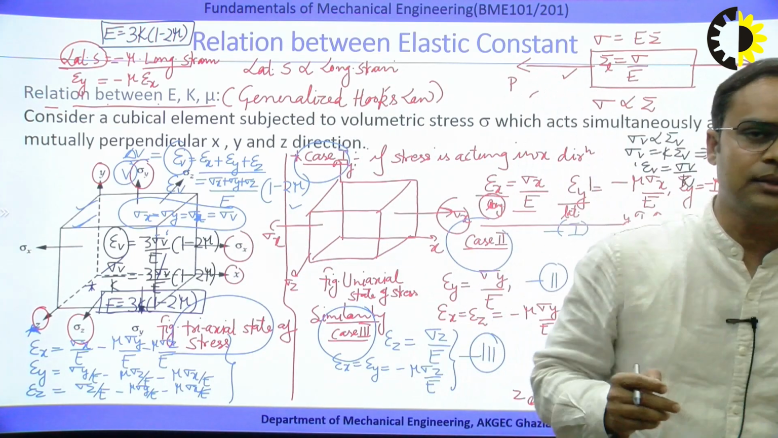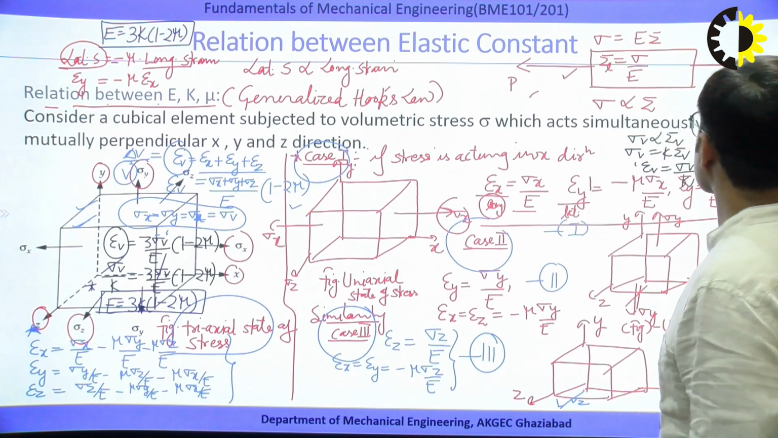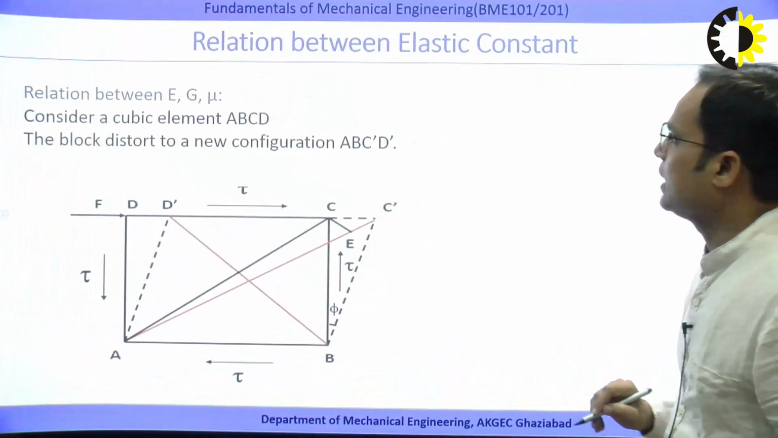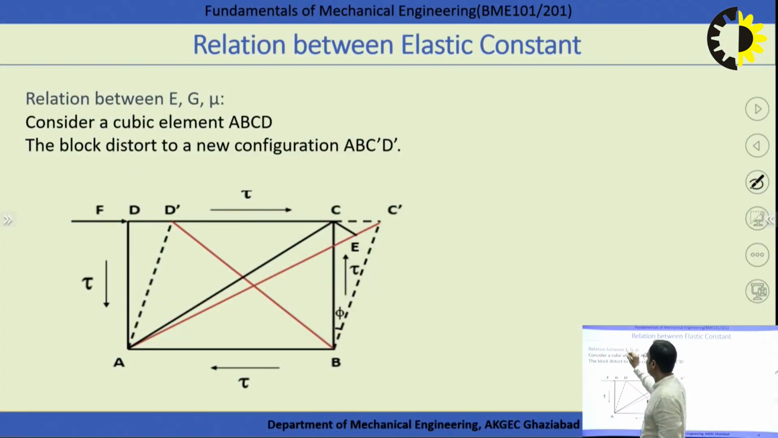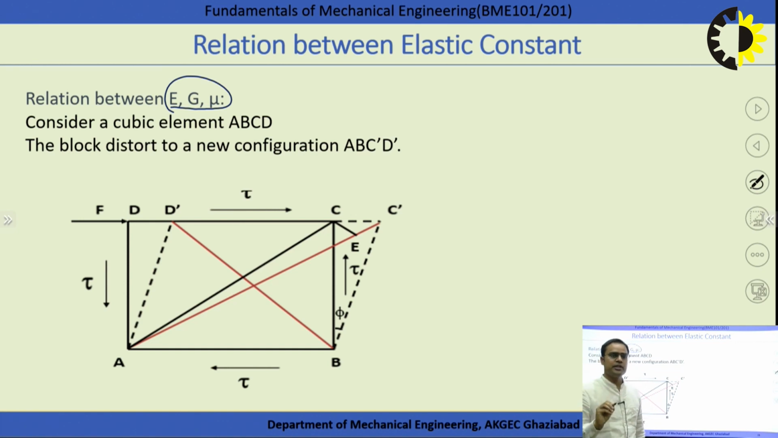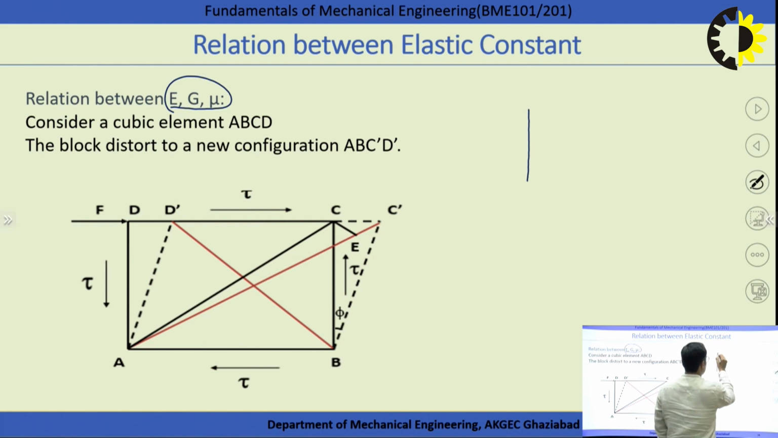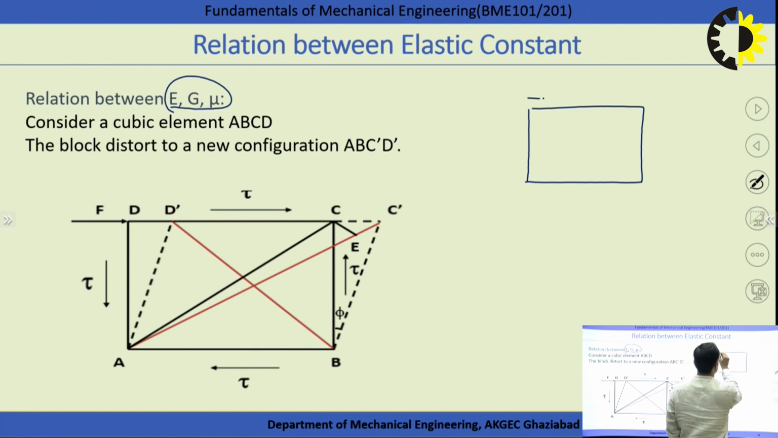Now, the second relation we are going to develop here is the relation between E, G and mu. Modulus of elasticity, modulus of rigidity and Poisson ratio, right? To develop the relation, we are considering a rectangular plate, or you can say a square plate, just like this, and that square plate we are considering under the case of pure shear.